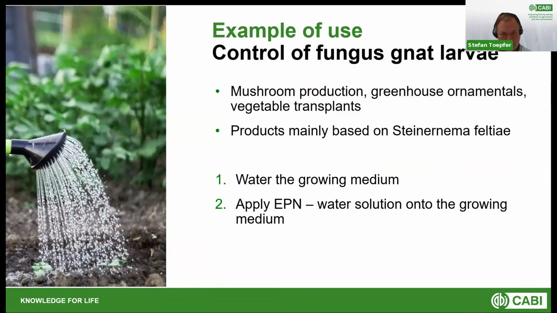And we will have a talk today which will explain the use of these nematodes against these small maggots, actually. Most of the products are based on Steinernema feltiae. So you cannot really use Steinernema carpocapsae against these kinds of larvae. You need a lot of water. You need a moist medium. In greenhouses, this is relatively easy. And then you apply the nematodes in water. We will hear more about how to apply them in a talk later today.